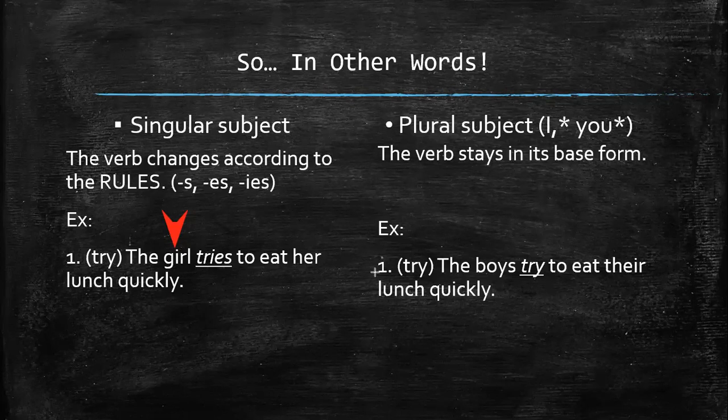Let's see what happens when the subject is plural, and we're still working with the verb try. The boys blank to eat their lunch quickly. You identify the subject as being a plural subject, because boys is talking about more than one. So if it's talking about more than one, then you know that's plural. So because the subject is plural, you know that you have to keep the verb in its base form. It doesn't change. It stays in its base form. Okay? Are you guys with me? I hope so.